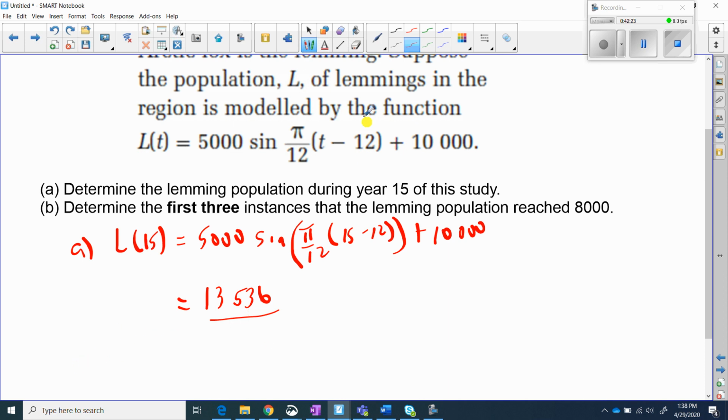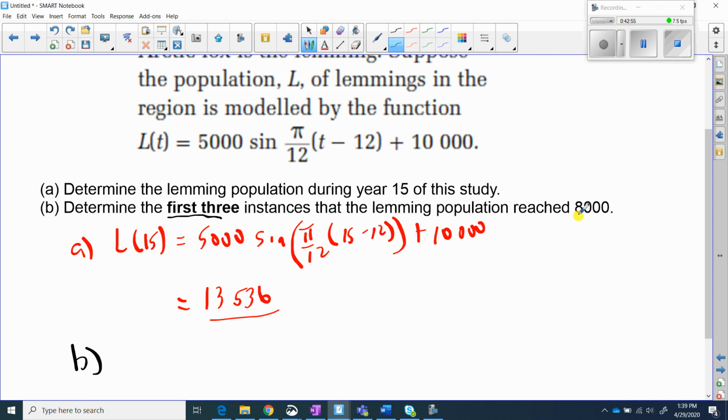Okay, part B, which is what we were going over in today's video. It says determine, and this is really important, the first 3 instances that the lemming population reached 8,000. So they've given me the lemming population, which is the left side of this equation. That's what L stands for. Now this is just L of T. Sometimes students think that means L multiplied by T, but hopefully you have enough knowledge of function notation. This just means the lemming population at any time T is equal to this.